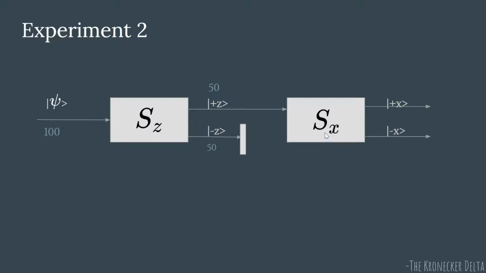Here, there is no reason to expect that all the atoms which were earlier pointing in the up direction along the z-axis should also point up in the x-axis measurement, right? So what is the general expectation we can have here? This plus Z is also made up of equal proportions of plus x and minus x. That is, when you measure the spin component along the x-axis, there is a 50% probability that any atom can have a plus x component, and a 50% probability that it can have a minus x component.